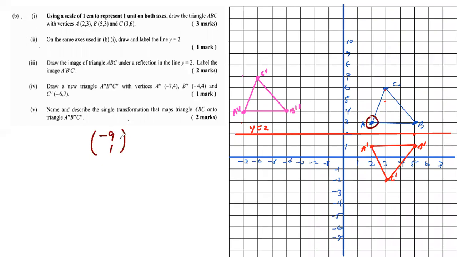Now let's try the B to see if it's the same thing. If it's translation, all of them have to have the same movement. I repeat, if it is a translation, all of them have to have the same movement, right? So let's go to the B. 0, 1, 2, 3, 4, 5, 6, 7, 8, 9, and 1. So that is -9 and 1.